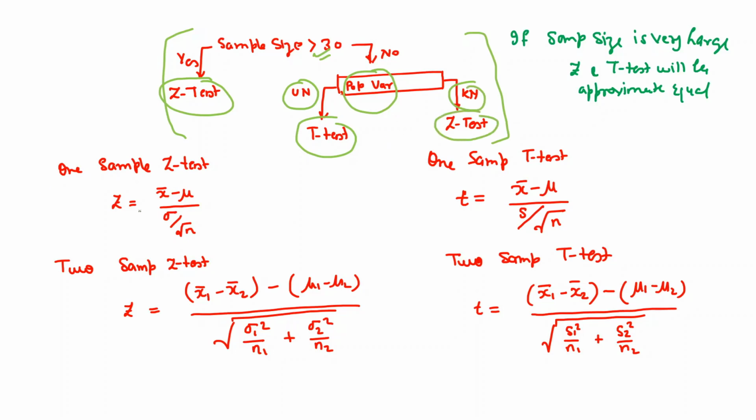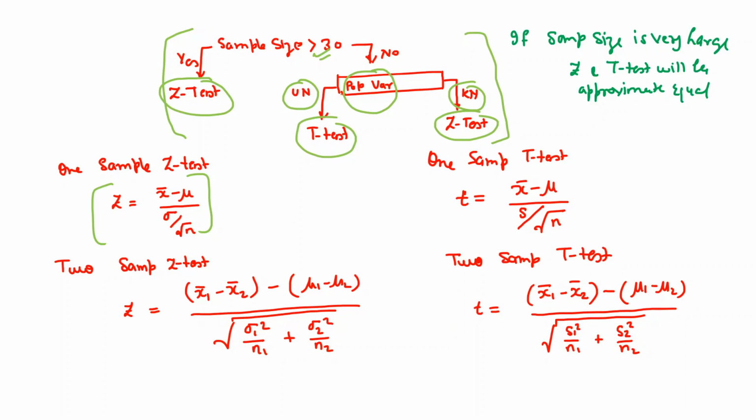The one sample z-test formula is simple: z is equal to x bar, the sample mean, minus mu, the population mean, divided by sigma, the population standard deviation, divided by root n, where n is the number of samples. For the two sample z-test, it is x1 minus x2 minus mu1 minus mu2, the population means, divided by the square root of sigma1 squared divided by n1 plus sigma2 squared divided by n2. It is the same for the t-test; here we only replace sigma with s, and the rest of the formula is the same.